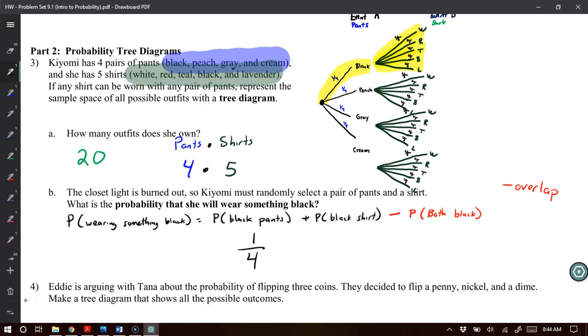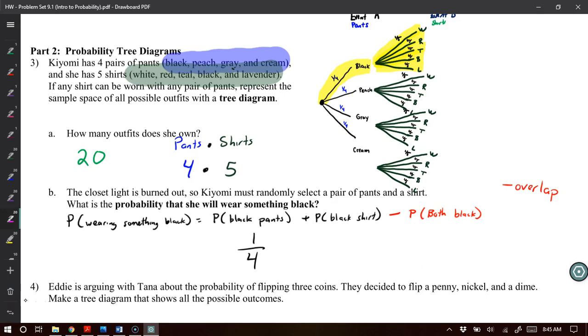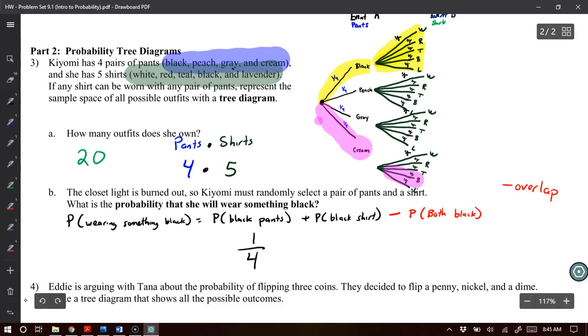What about a black shirt? Well, a black shirt is a little bit different. A black shirt would be, and I'll start on the bottom for this one, if I had cream colored pants, I could wear a black shirt on it. So I could have a cream with a black shirt.